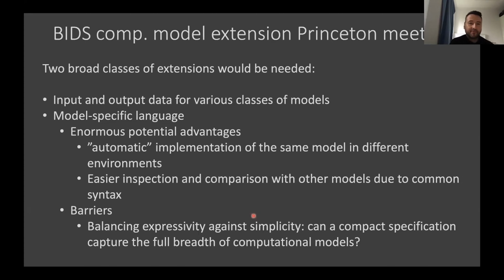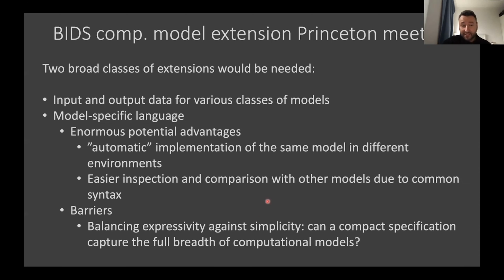And as Petra already mentioned in the Princeton meeting, two broad classes of extensions were identified that would be needed. An explicit description of the input and output data for various classes of models, and a model-specific language that thoroughly or exhaustively characterizes the model structure. So also the physical understanding of the model. And this has, of course, the big advantage that when we have a generic description of the model, then we can automatically implement it in other software environments, which is a good way to check the reproducibility of a result, because often reproducibility depends on specific algorithmic choices or implementational choices. And this is therefore good.